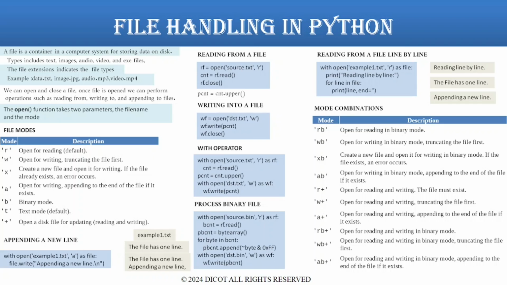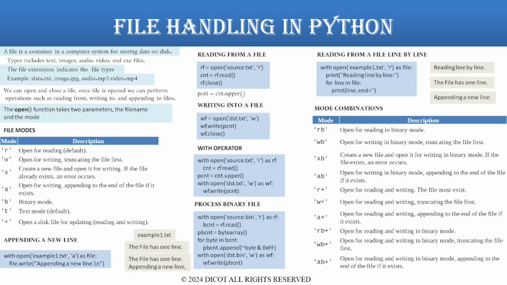Mode parameter R+ implies open for reading and writing. The file must exist. Mode parameter W+ implies open for reading and writing, truncating the file first. Mode parameter A+ implies open for reading and writing, appending to the end of the file if it exists.